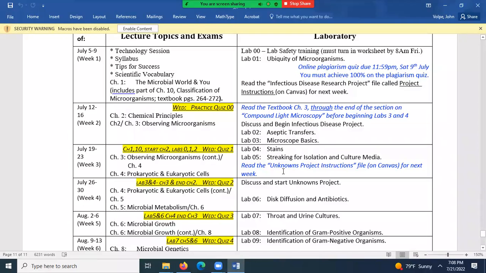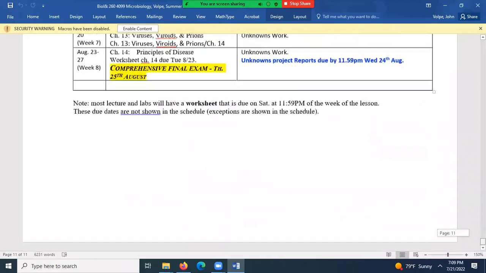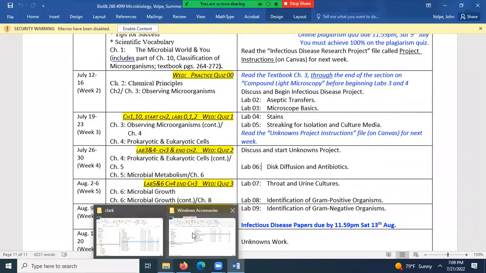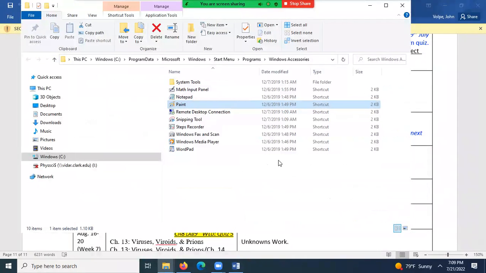All right. So let's move to lab 5, streaking for isolation and culture media. Note, we're already in the end of week 3. We're moving very rapidly here. We always do in the summer, where the class is truncated. Next week, we'll be halfway done with the class. Kind of scary when you think about it. Any questions about any of that?